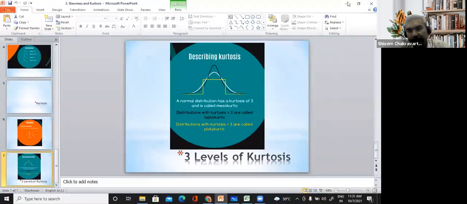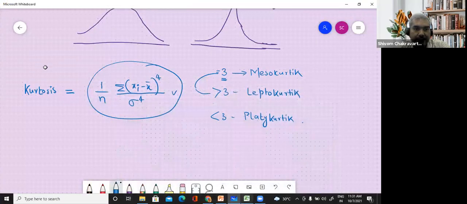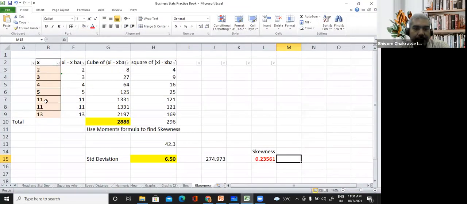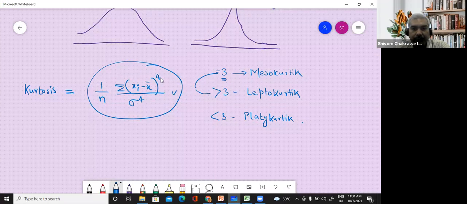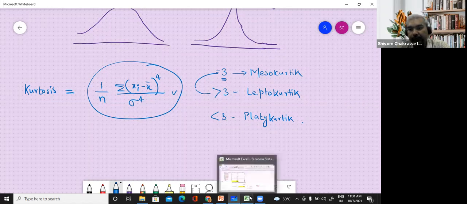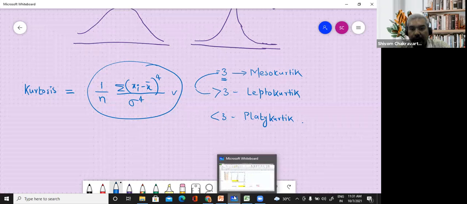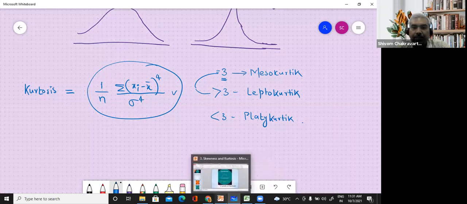Kurtosis we can calculate for the same data set. You can try out, for this data set, finding the kurtosis by this formula. What formula? This formula: 1 by n summation of xi minus x bar raised to the power 4 divided by standard deviation raised to the power 4. So this is all about skewness and kurtosis.